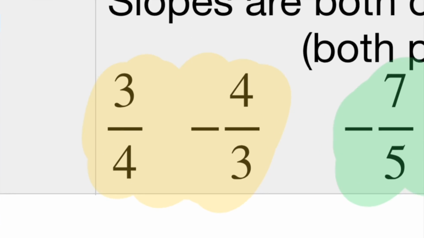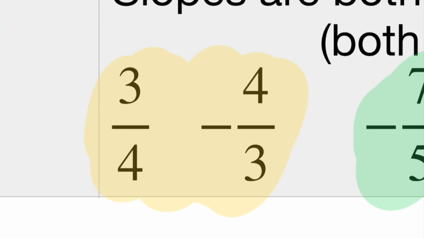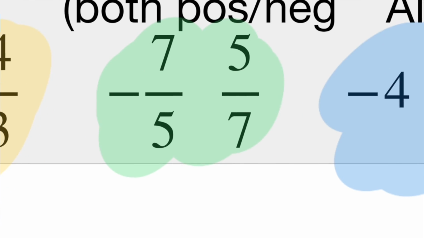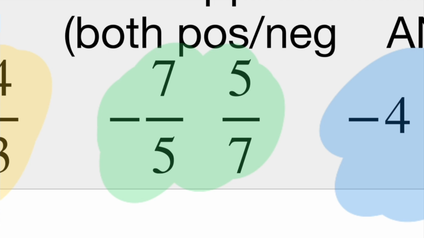So check this out. It's like this. 3 over 4, the reciprocal is 4 over 3. You've got one positive and one negative. Fine. These are perpendicular slopes, because you've got a negative and a positive, and then they are reciprocals of each other. They're flipped.